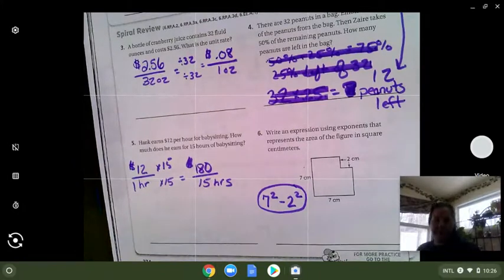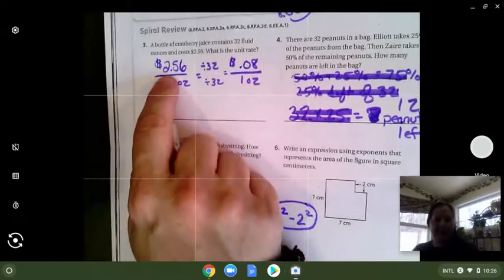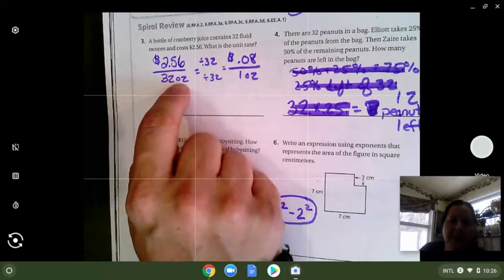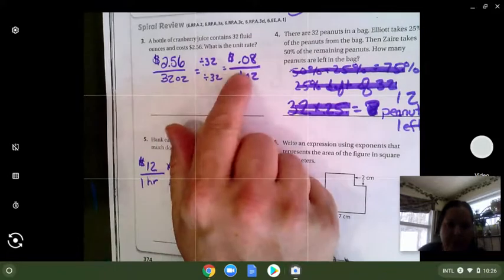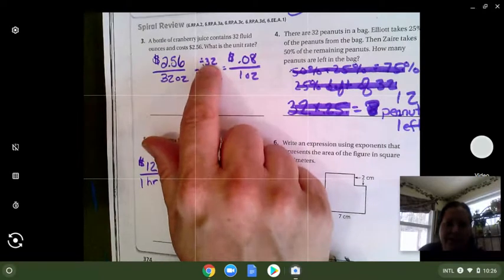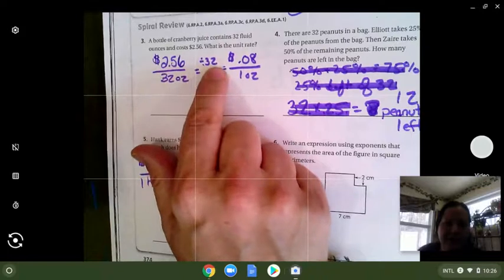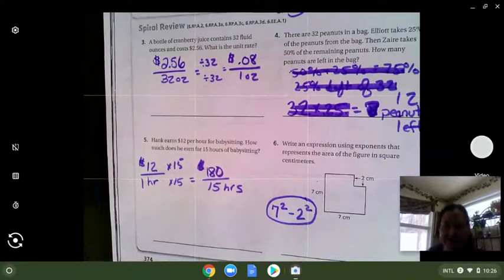A bottle of cranberry juice contains 32 fluid ounces and costs $2.56. What is the unit rate? So this is from chapter 6. You set up your ratio, $2.56 for 32 ounces, and we want to know how much for one of those ounces. So in order to do that, 32, to turn it into a 1, we need to divide by 32. Whatever I do to the bottom, I also do to the top. So I put this in a calculator. 2 and 56 divided by 32 is 8 cents, or 0.08, 8 hundredths of a dollar.